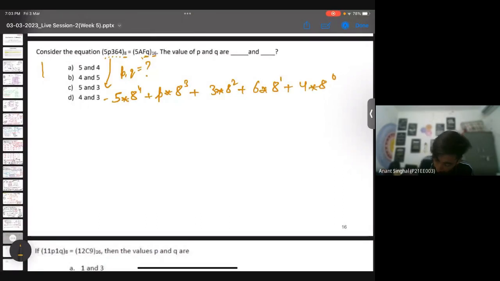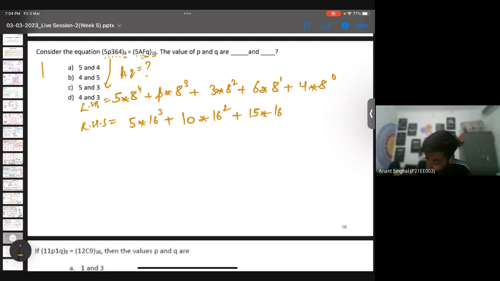And similarly, this was the LHS. If I try to write the RHS, it is nothing but 5 into 16 to the power 4, then A. A is nothing but 10. I hope it is clear. A is 10, so A into 16 to the power 3, and then F is nothing but 15 into 16 to the power 2. Oh, not 2, it is 1. And then Q into 16 to the power 0. So it is quite easier.